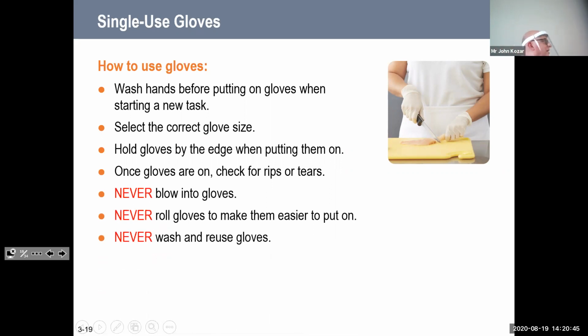Never blow into the gloves, because the pathogens from your mouth can be going onto the gloves. Never roll the gloves to make them easier to put on. If you're thinking of them like a balloon that's difficult to blow up and they're going to be tight, some people might be inclined to roll them up. That just weakens the glove and potentially puts pathogens on it. And we never wash and reuse gloves. So if you touch something with your gloves on that would contaminate food, you take the gloves off, throw them away, and put on another pair after you wash your hands. You don't go and wash your hands with gloves on them.